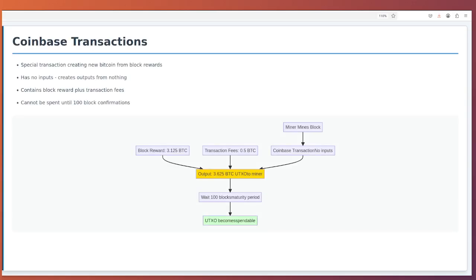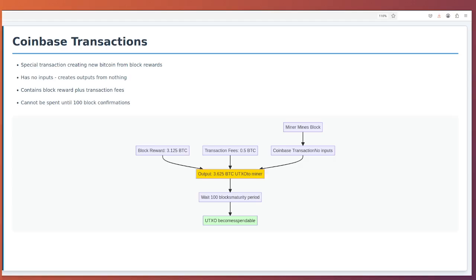Coinbase transactions and UTXO creation. Every Bitcoin block contains a special transaction, called the Coinbase transaction, that differs from regular transactions in how it interacts with UTXOs. While normal transactions consume existing UTXOs and create new ones, the Coinbase transaction creates new Bitcoin from nothing. This is how new Bitcoin enters circulation through mining rewards.